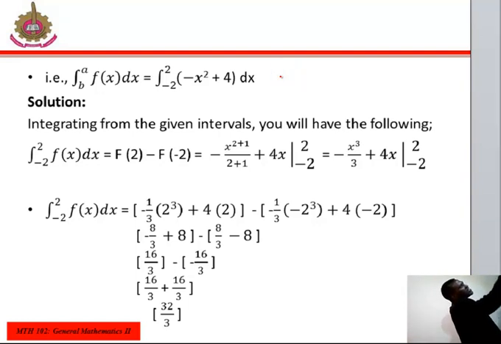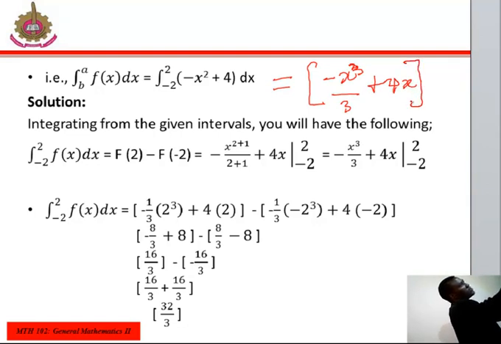we can integrate this, that is, the integral form of this now will be minus x raised to power 3 all over 3 plus 4x plus c. That was how we got this.